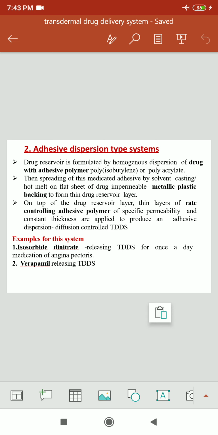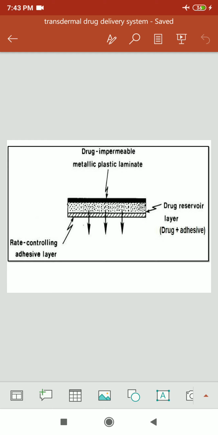On top of the drug reservoir layer, a thin layer of rate controlling adhesive polymer is applied, and the thickness is adjusted to control the delivery of the drug. An example is verapamil. As we can see, the drug impermeable membrane is present at the upper side. Next is the drug reservoir, which contains the drug plus adhesive material, and after that the rate controlling layer is there to control the rate.